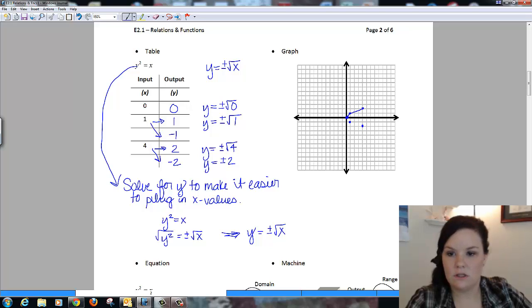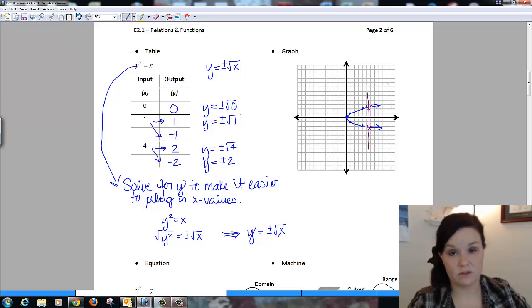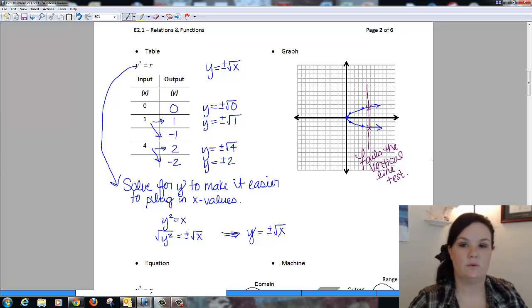So notice this one looks like our picture from before. The only difference is our parabola is turned on its side. Now, when our parabola is turned on its side, notice if I were to do the vertical line test, it's going to hit two places. If it hits two places, then it fails the vertical line test. So already we know this should not be a function, because to be a function it has to pass the vertical line test. So we know it fails.